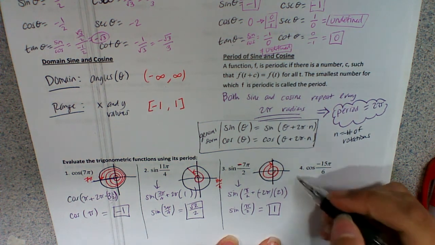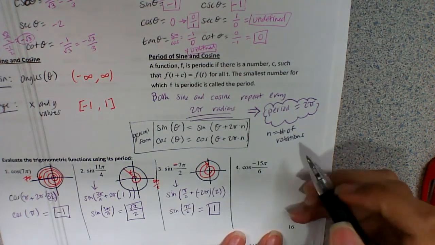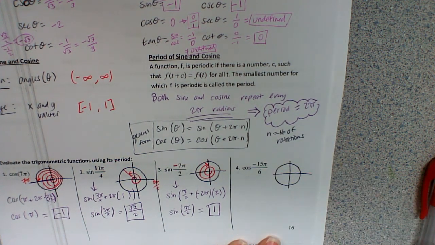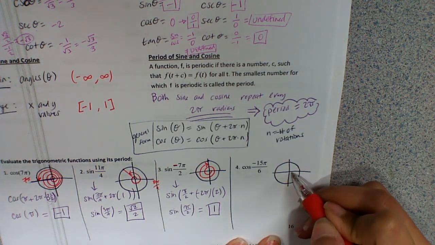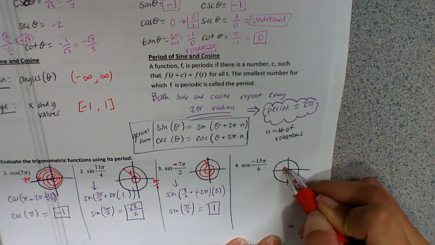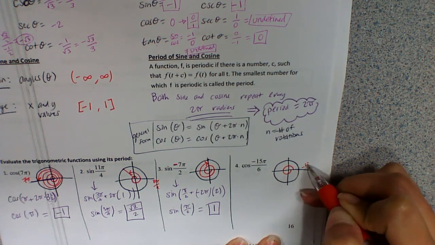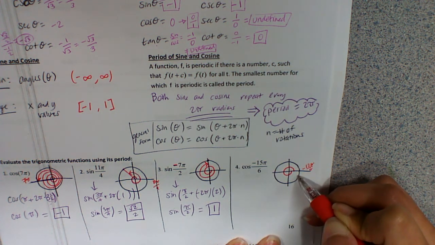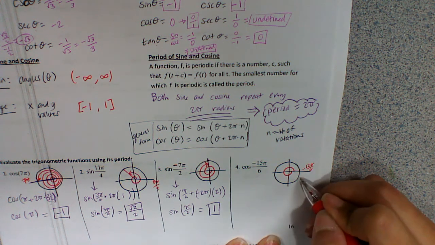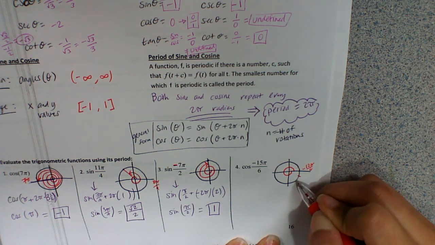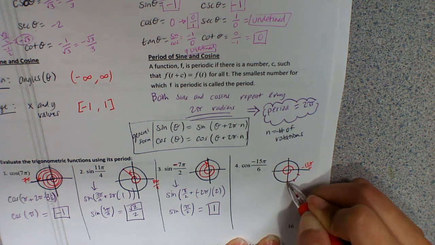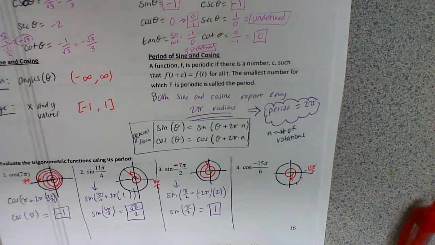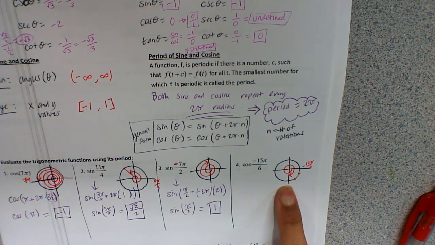Number 4, go ahead and pause the video, locate -15 pi over 6. Again, be careful, it's a negative angle. So -15 pi over 6, just be careful here. If I go in the negative direction, this would end up being -12 pi over 6. Because pi over 6s are 30 degrees, I know this would be -13 pi over 6. This would be -14 pi over 6. So -15 pi over 6 would have to be right over here, where 3 pi over 2 normally is.